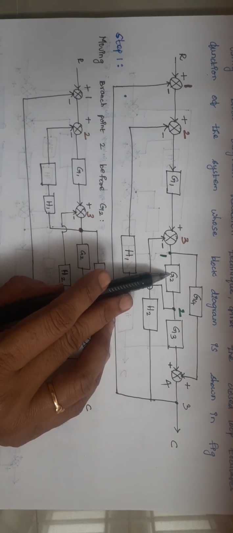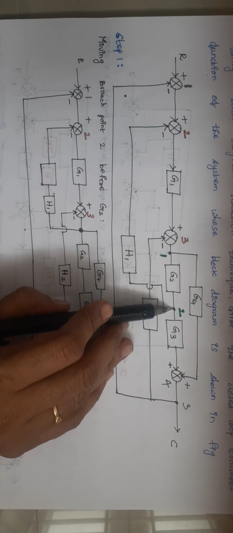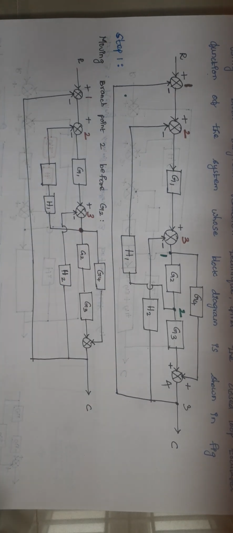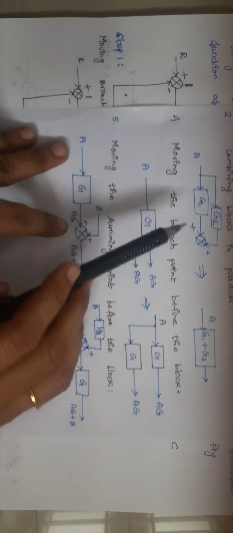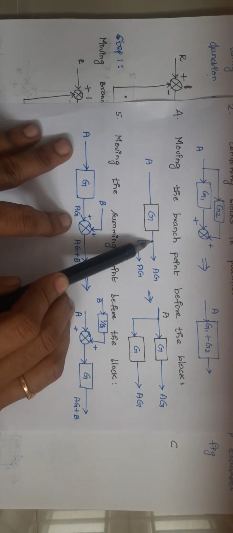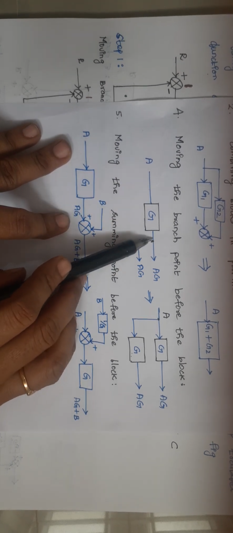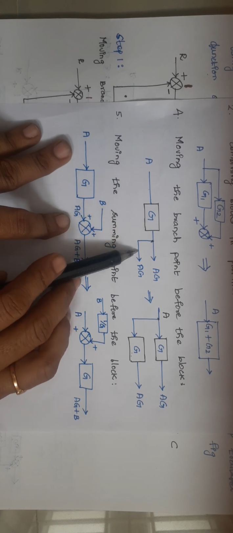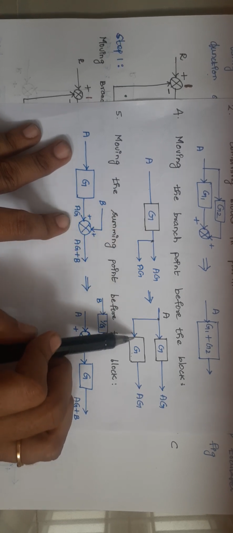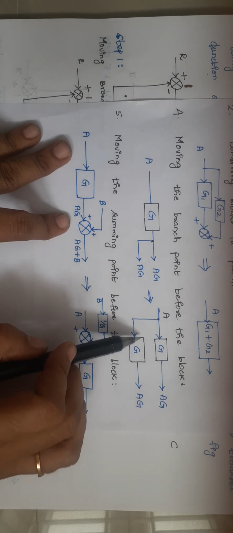So what is the rule for moving this branch point before the block? This is our rule. We have to apply our rule number 4. Here the branch point is moved in front of this block G. So in order to move this branch point, we have to include this block G in that point here. So this is our step in moving a branch point before the block.